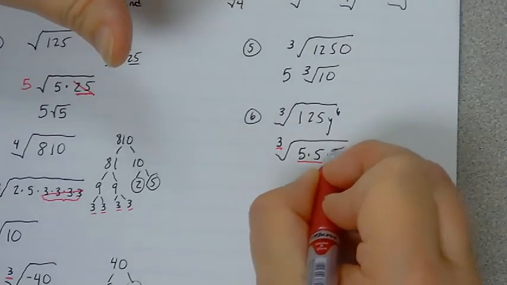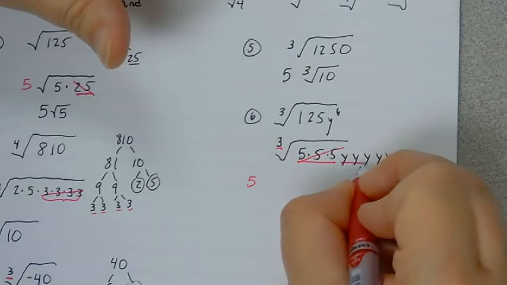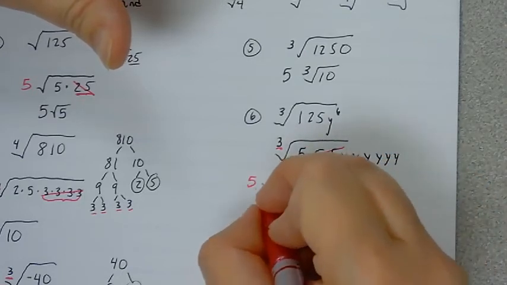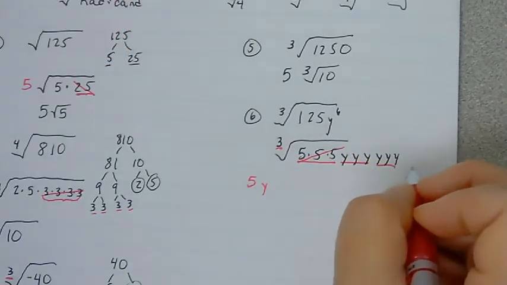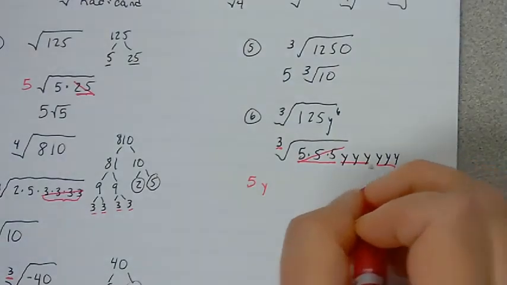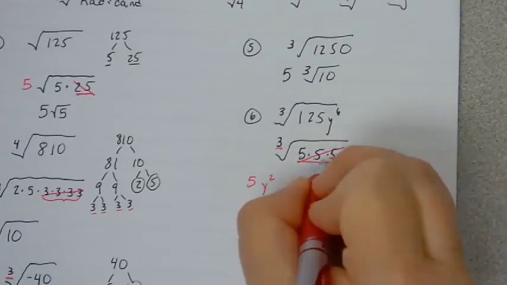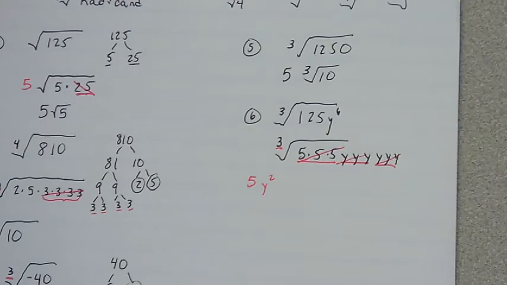So I have a group of 3 5s, which is going to put a 5 on the outside. I have a group of 3 y's, so that puts a y out here. I have another group of 3 y's, so that's going to put another y on the outside. So instead of y on the outside, I have y squared. Notice there's nothing left on the inside. Everything canceled out, so my answer would just be 5y squared.